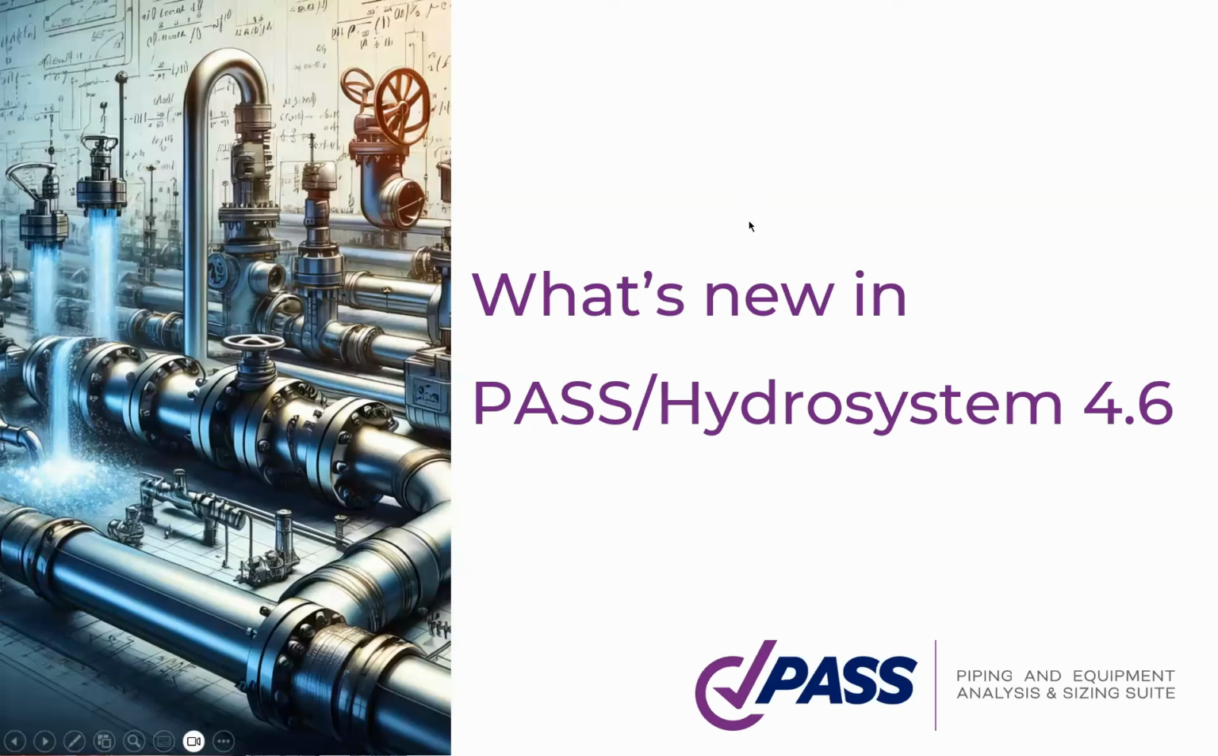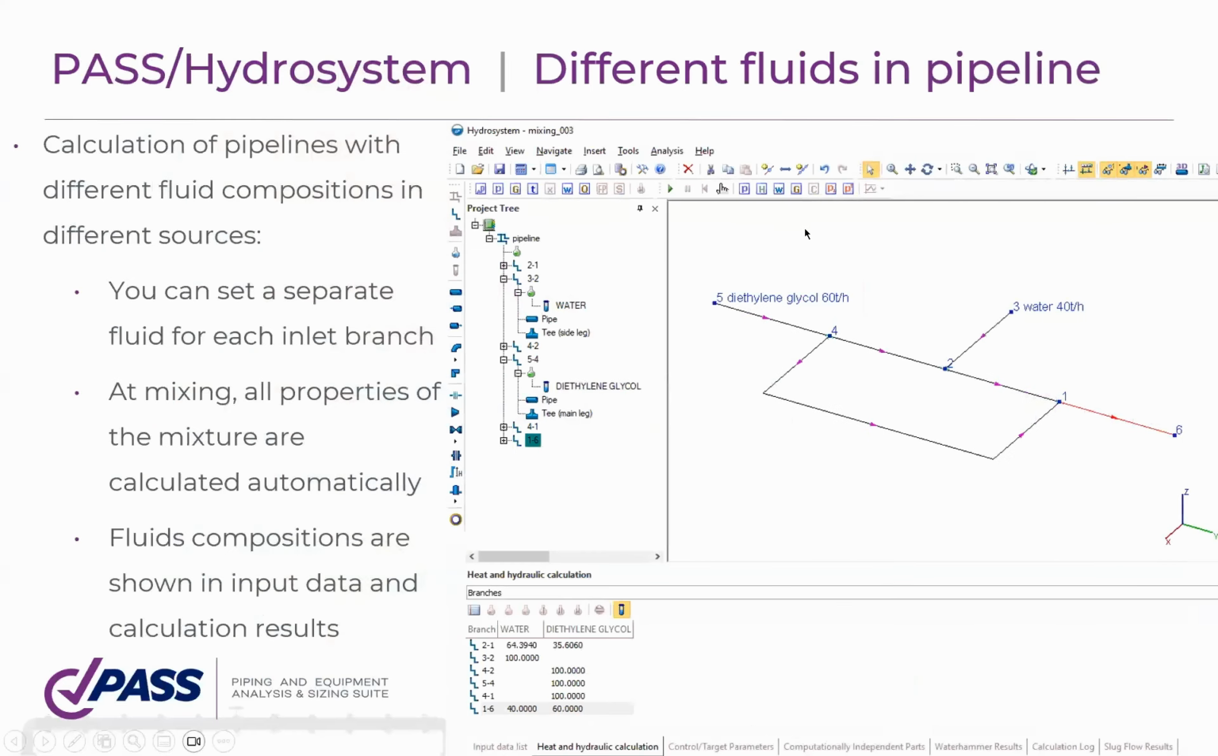There are a lot of interesting things, and the first of them, our main feature that we added in the newest version, is the capability of calculating different fluids in one pipeline. For those who worked in HYDROSYSTEM before, you know that there was always a single fluid in the whole piping system. It can be liquid, it can be gas, it can be multi-phase flow, gas plus liquid, but it's always the same for all components in your piping system.